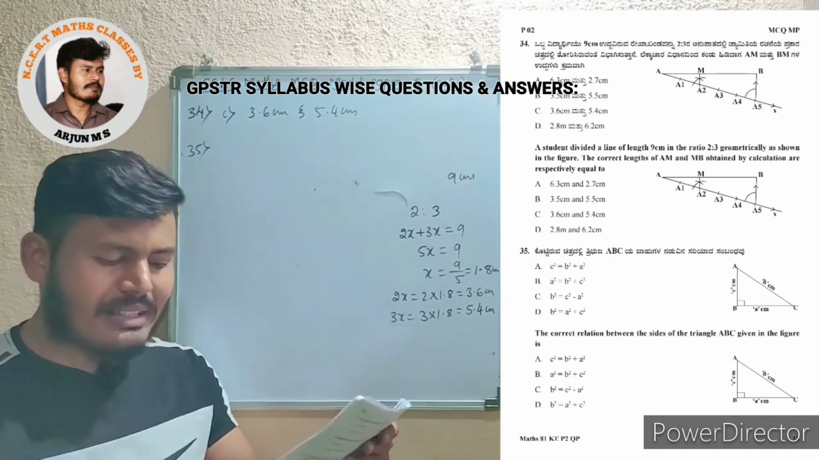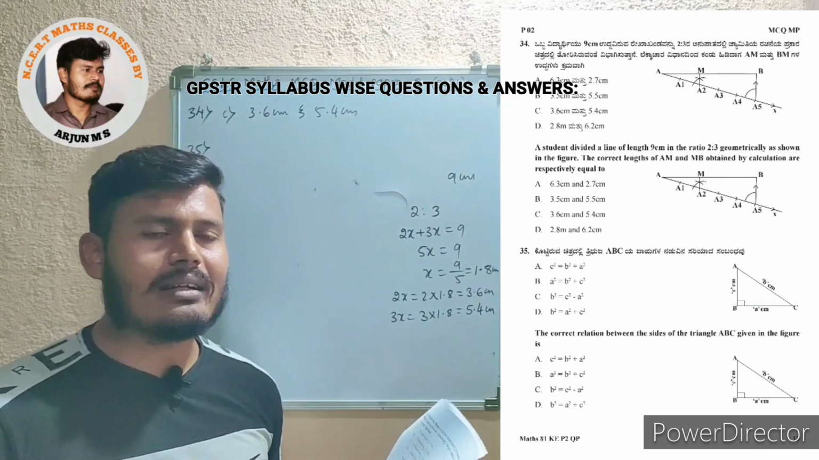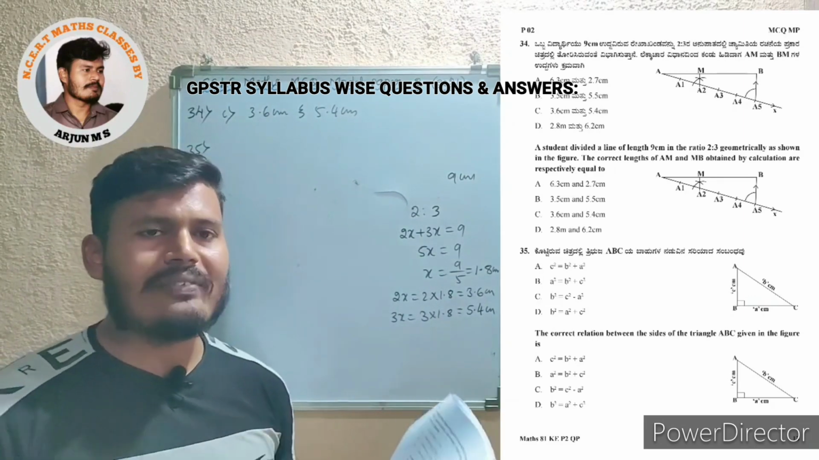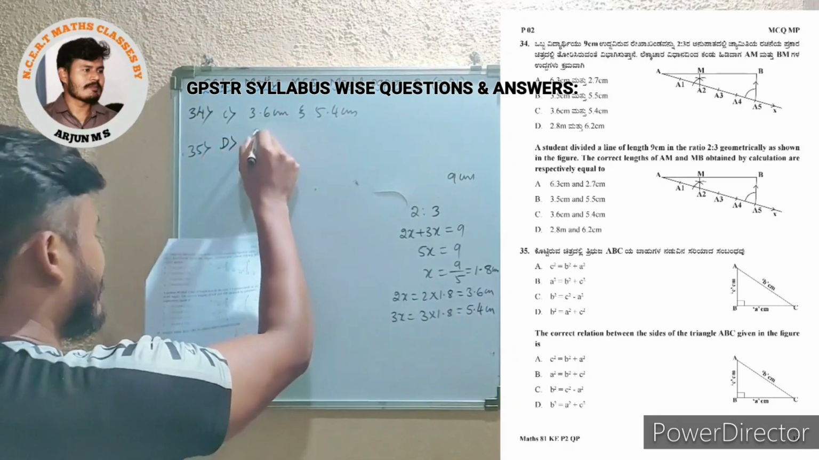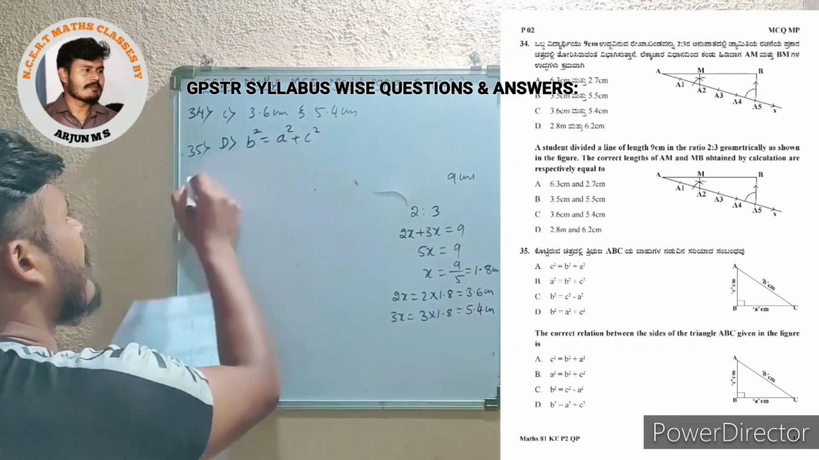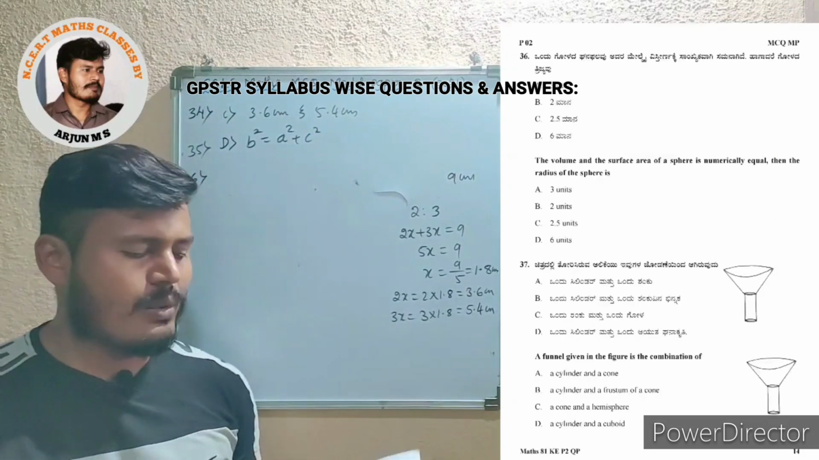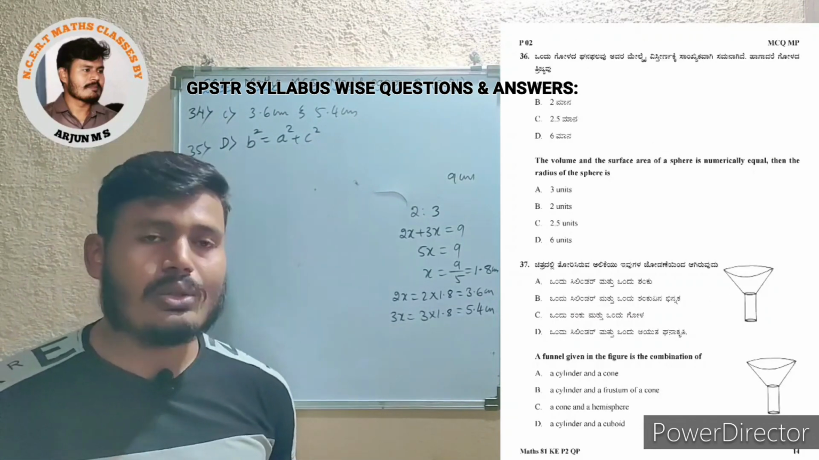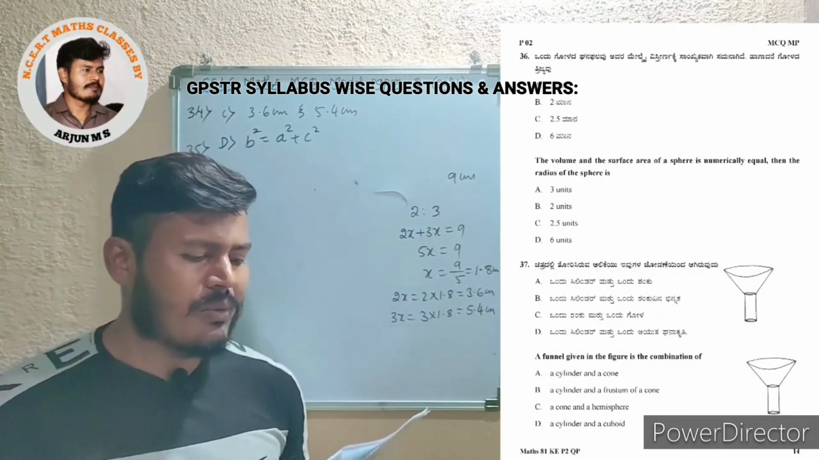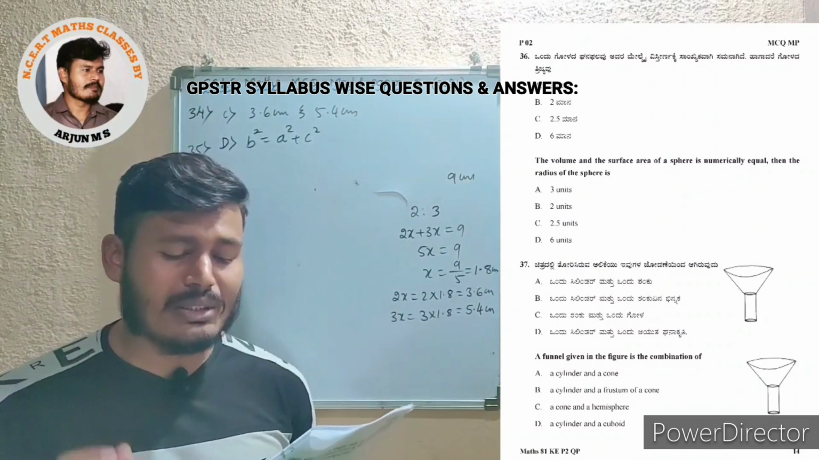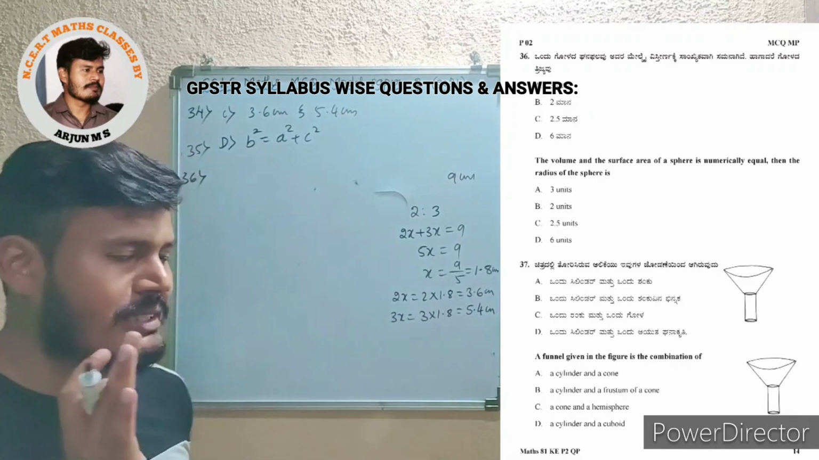The correct relation between the sides of the triangle ABC given in the figure is. They are given a right angle triangle and they are asking you to identify the Pythagoras condition, right? Option D is correct. B square is equal to A square plus C square, because according to the Pythagoras theorem, the square of the hypotenuse is always equal to the sum of the squares of the other two sides. So then we are moving on to the 36th question, that is also a direct question. The volume and the surface area of a sphere are numerically equal, then the radius of the sphere is, volume and the surface area.